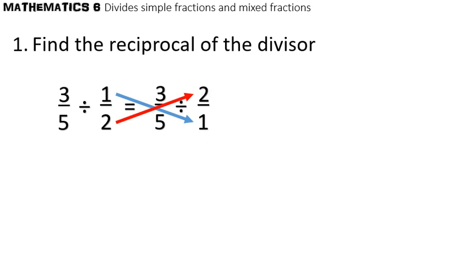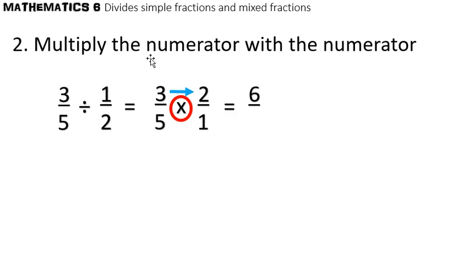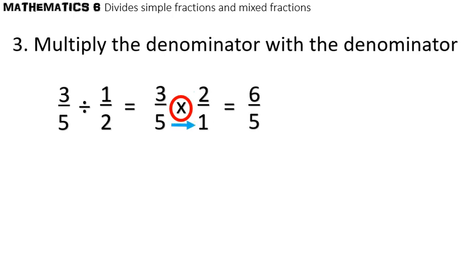Then, next thing is, number 2, multiply the numerator with the numerator. Ang division sign, mapapalitan. Hindi na to divided by. Magiging multiplication na ito. Hindi na division. So, kung magiging multiplication to, natural, ang numerator at numerator, yan ang una nating i-multiply. So, 3 times 2 is equals to 6. Then, 5 times 1 is equals to 5.